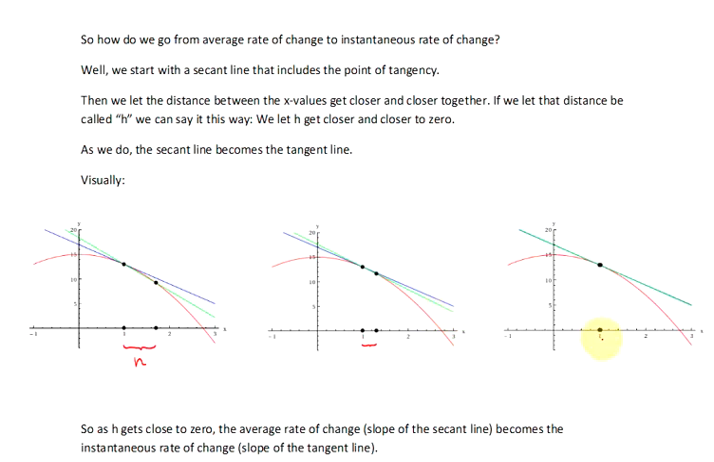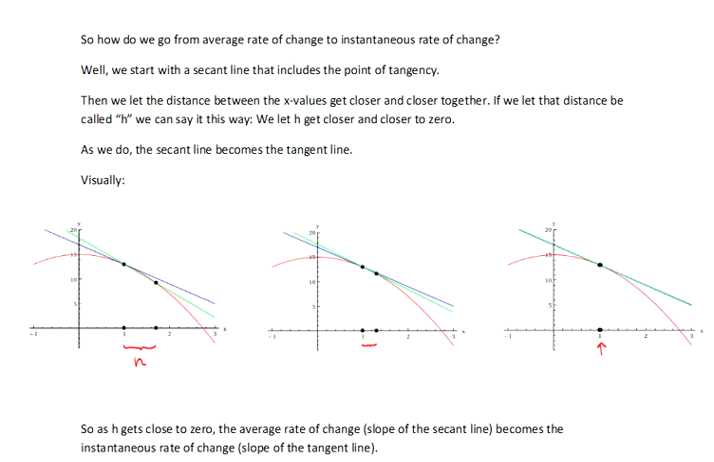Then in the third drawing here, this distance h is almost 0. So that gap is closing even further, and it's almost completely closed. And you can see that those 2 points on the secant line are actually becoming 1 point, and the secant line is becoming the tangent line. So as we let the distance between the x values get closer and closer together, the secant line becomes the tangent line, and that average rate of change becomes the instantaneous rate of change.